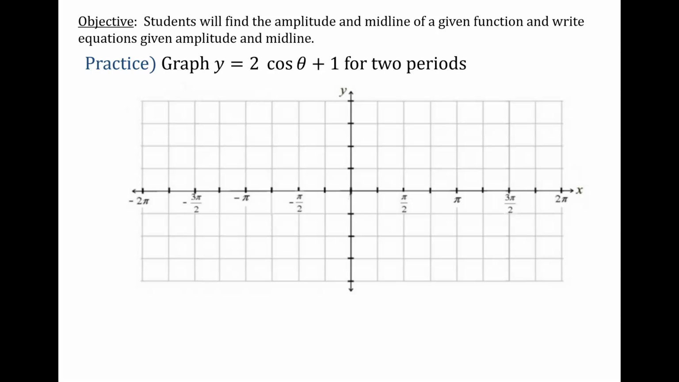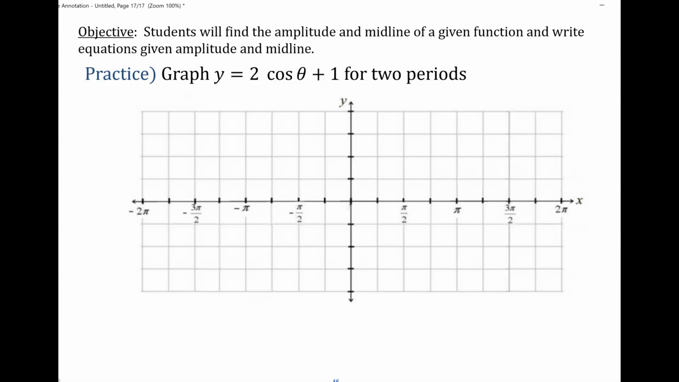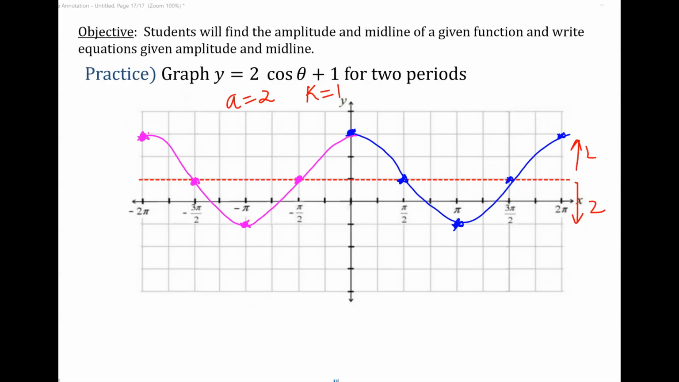So go ahead again and pause this video and then try this example on your own. All right, hopefully you paused the video. So here's the solution. The amplitude is 2, so you should have gone up 2, down 2. Your midline is 1, so you should have had a dashed line at the +1 y value. And then it's a cosine function, and it's not a negative, so no x-axis reflection.